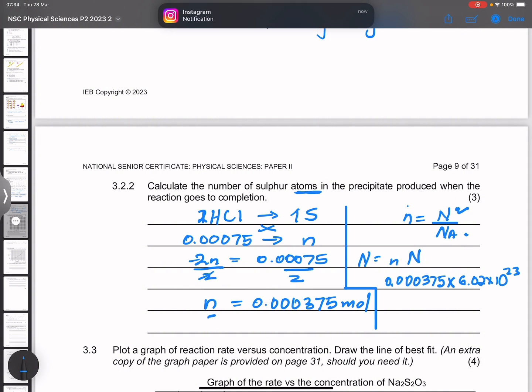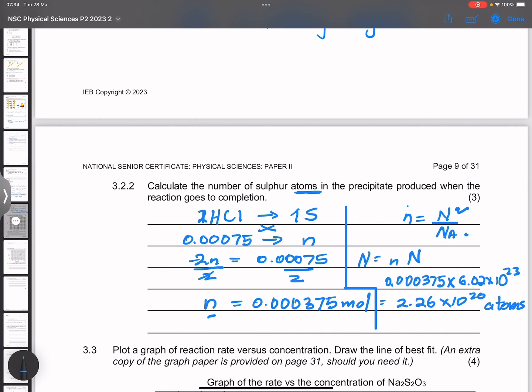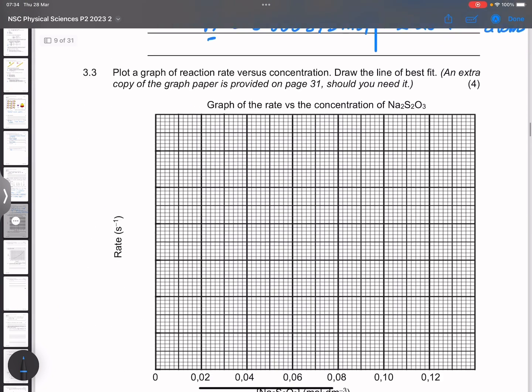So now we're simply going to multiply that number by 6.02 exponent 23, and we get that huge number there, which is 2.26 exponent 20 atoms. I hope that makes sense, ladies and gents. Right, let's go on to the next question.